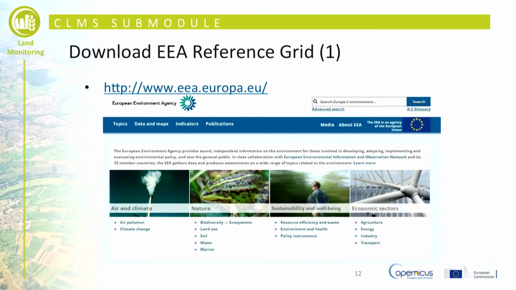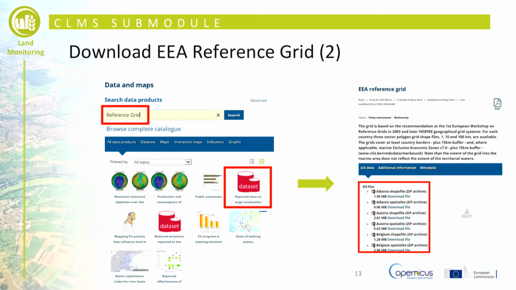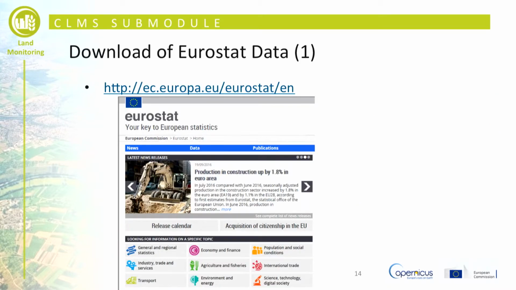So the address is given here, eea.europa.eu, and you go to Data and Maps, and in the search field you type reference grid, which leads you directly to the download page of the EEA reference grid, which you can select in either a 1 kilometer or a 10 or 100 kilometer spacing.